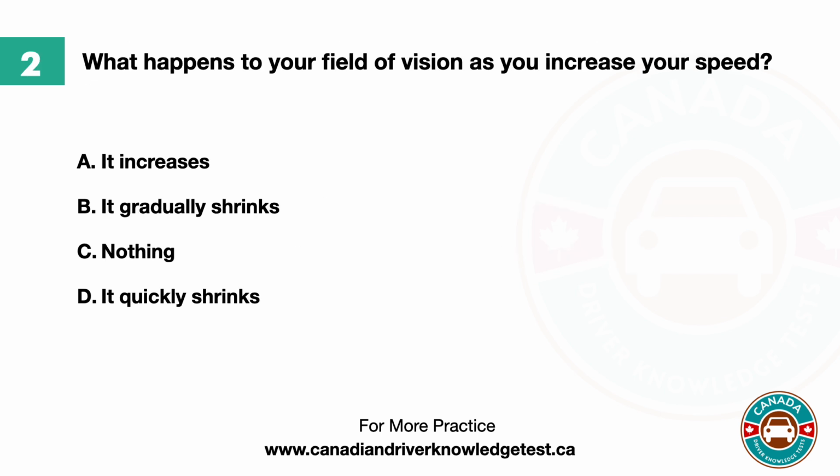Question 2. What happens to your field of vision as you increase your speed? A. It increases. B. It gradually shrinks. C. Nothing. D. It quickly shrinks. The answer is B. It gradually shrinks.